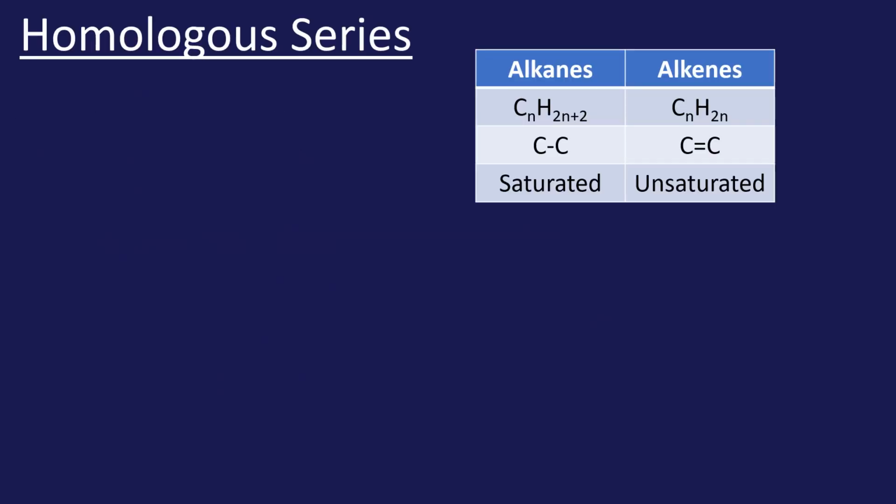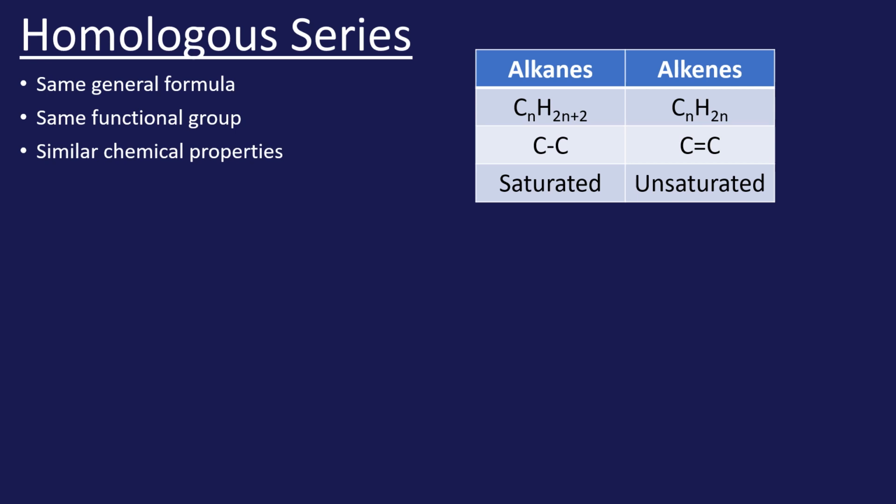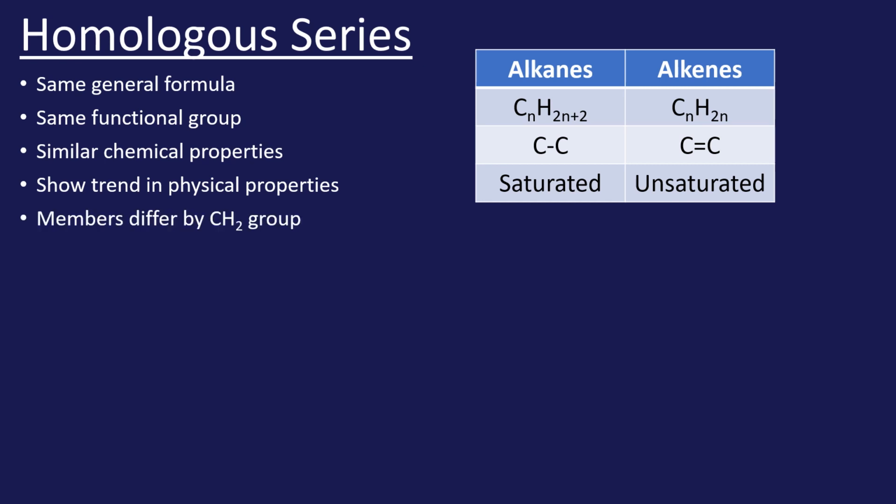So let's look at what we mean by a homologous series. You're probably already aware of 2 homologous series from GCSE or from previous units: alkanes and alkenes. And why are they classed as homologous series? Well, that's because they have the same general formula, they have the same functional group, they have similar chemical properties, they show trends in physical properties, and the members in the group differ by a CH2 group.